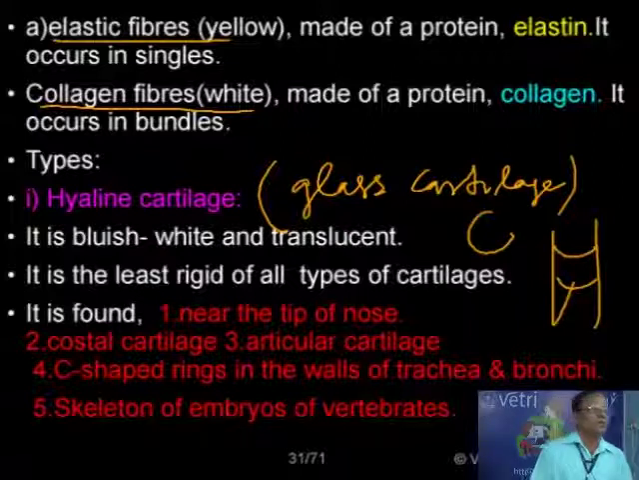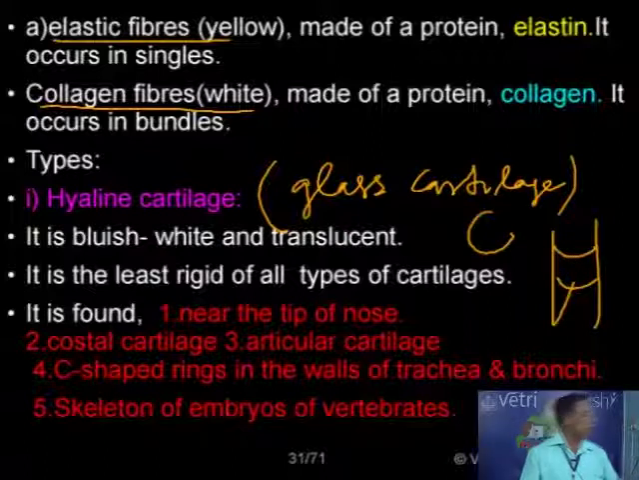Then, during the development, the embryos normally do not have the skeleton, namely the real rigid bone or calcified bone. So these cartilages also form in the embryonic conditions. The embryos of all vertebrates are made up of only hyaline cartilage. There is no other cartilage, and no bones form in the case of embryos during the development.